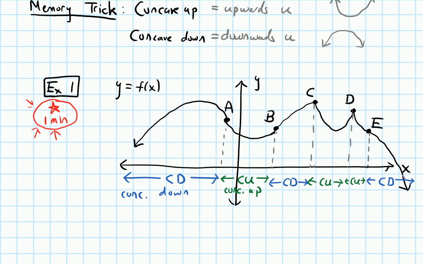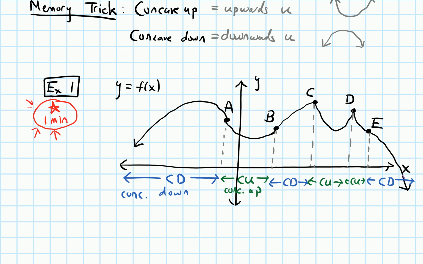Okay, so this is kind of the basics of concave up and concave down. I want you to recognize, based off of the shape of the graph of an original function, where it's concave up and where it's concave down, depending on does the graph have an upwards U shape or a downwards U shape.